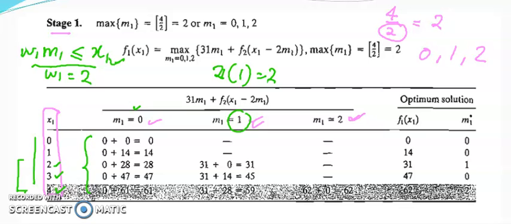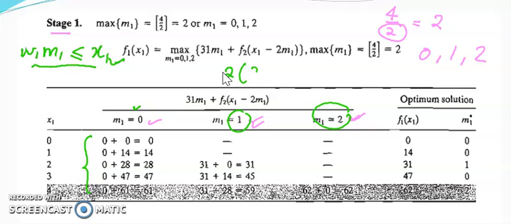Then, when m1 equals 2, it will be 2 times 2. 2 for the weight per unit of item 1, and 2 for m1 equals 2, so 2 times 2 is 4. In this case, you can see that 0, 1, 2, and 3 are all less than 4, so only this one is available, when x1 equals 4. So we can exclude all these solutions because they are infeasible.